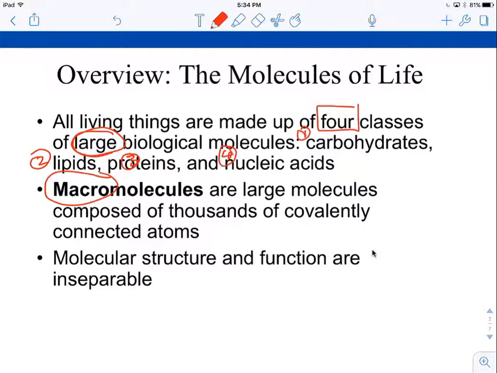They are big. And because they're big, they're made of lots of little pieces. So they're large molecules composed of thousands of covalently connected atoms.